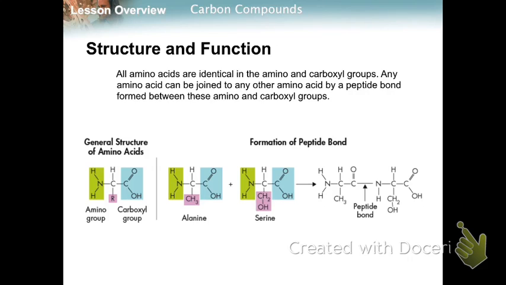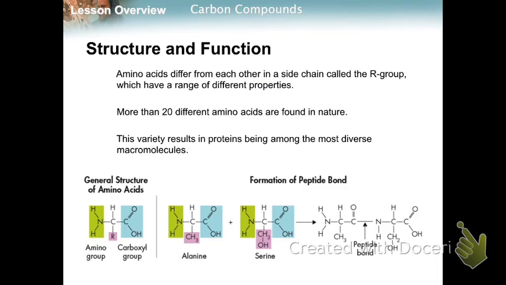Like I said on the previous slide, all amino acids are identical in the amino and carboxyl groups. They can be joined together by a peptide bond between the amino and carboxyl groups. So you see these joining together right here. The amino and carboxyl groups turn into a peptide bond. As I said before as well, the difference is the R group in the middle. Lots of different properties. There are 20 different amino acids that are found in nature. Proteins, as a result, are among the most diverse macromolecules.